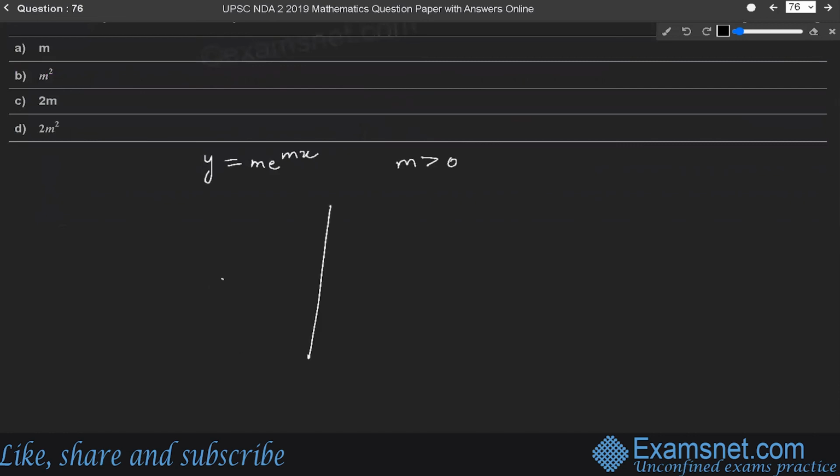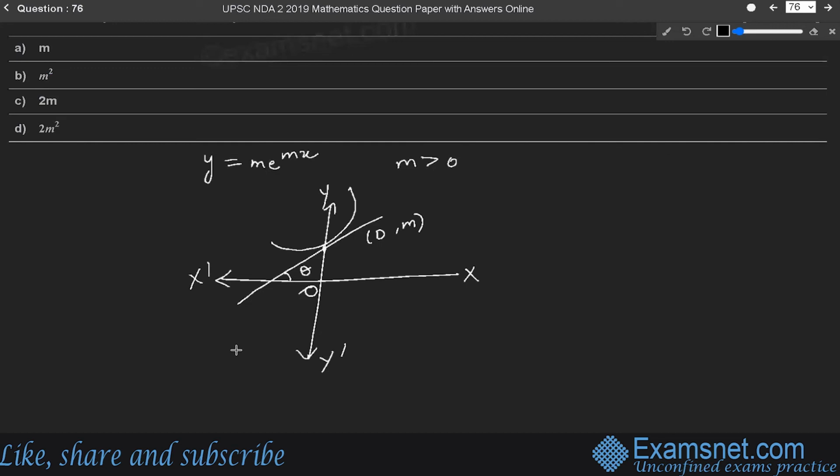Consider this as the coordinate axis. Let this be a line and let this be a point through which the curve is made. Let this be angle theta and let the center be O. We know that the point will be 0, m. This is x-axis and this is y-axis. This is x dash and this is y dash.